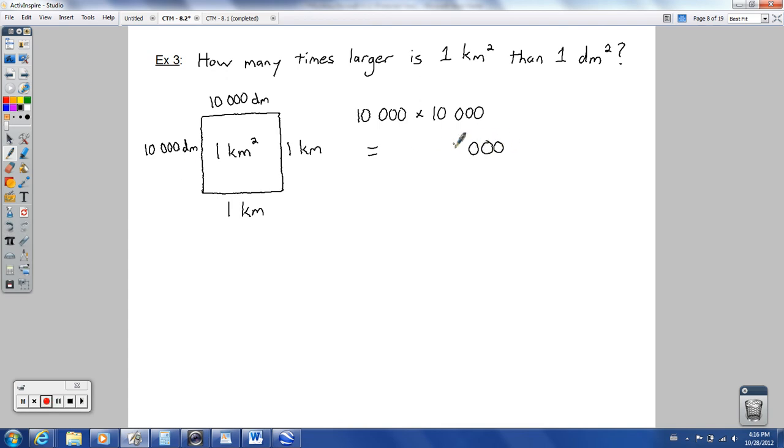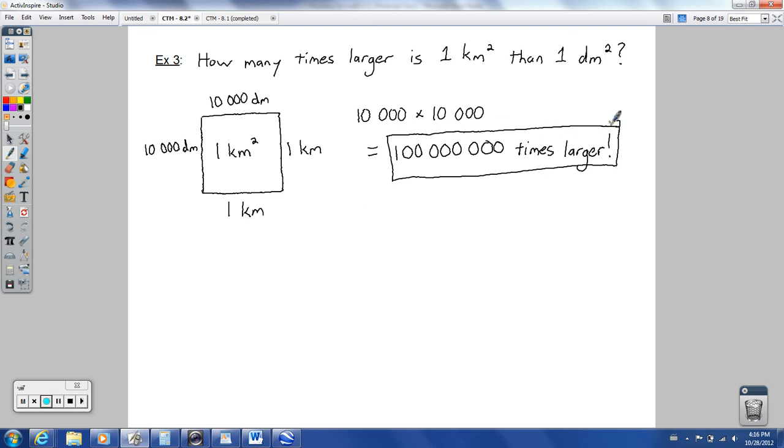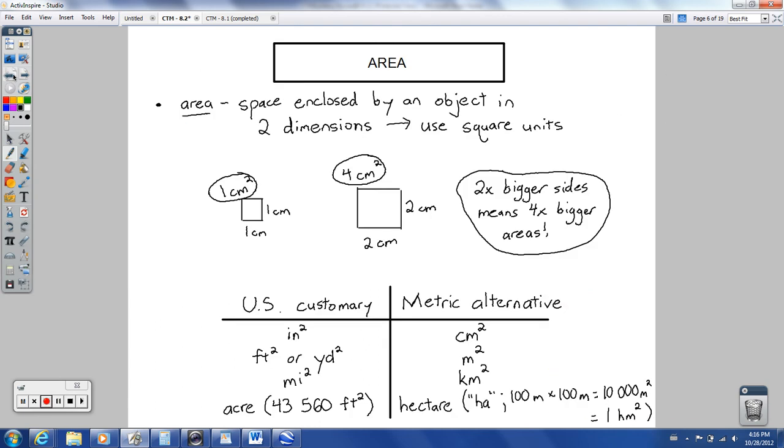1, 2, 3, leave a little space. 1, 2, 3, leave a little space again. And there's 7 and 8, and so I've got a 1 in front of that. This is 100 million times larger. And that's a lot, so I'm going to put an exclamation point. That's a big difference. So notice a kilometer was only 10,000 times bigger in terms of just the distance, but when we take that times that, we always are squaring these values. So if we go back to here, this was 2 times bigger meant 4 times the area.